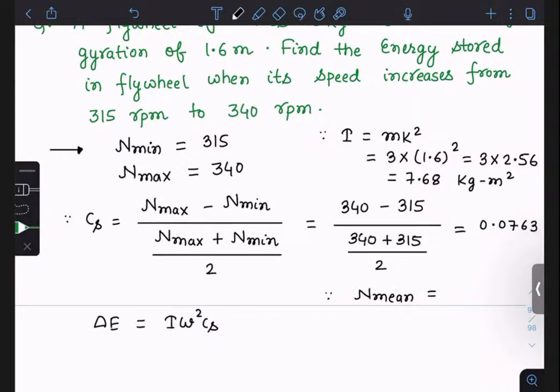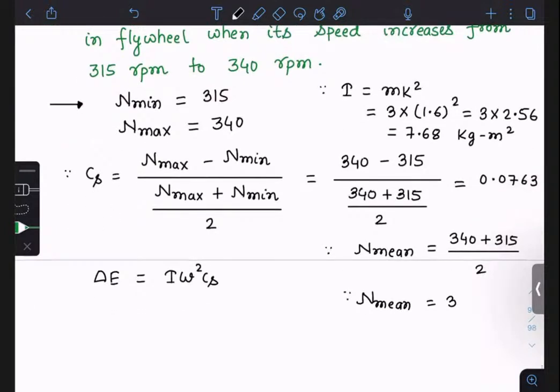N mean is 340 plus 315 divided by 2. Very good, very good. Everyone's answer is right. That's amazing. RPM, right?